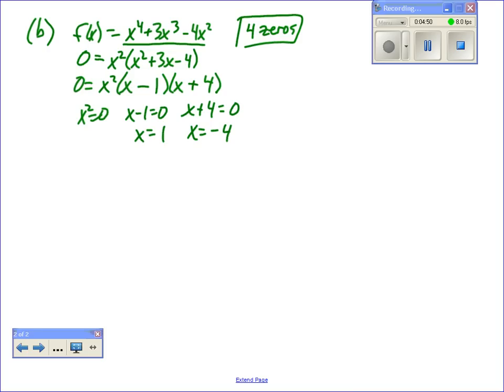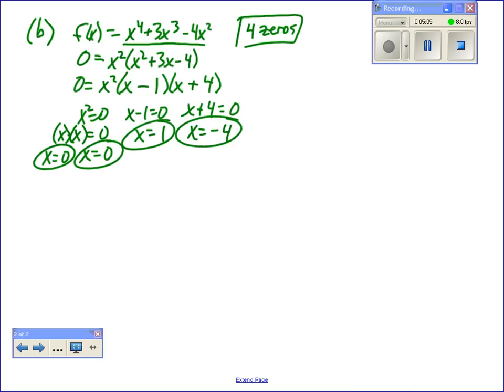And then x, now you notice that this x squared, in all actuality, this is x times x, right? So I kind of have 2 of these. x equals 0, x equals 0. Do you see how I have 1, 2, 3, 4? I actually have 4 zeros.